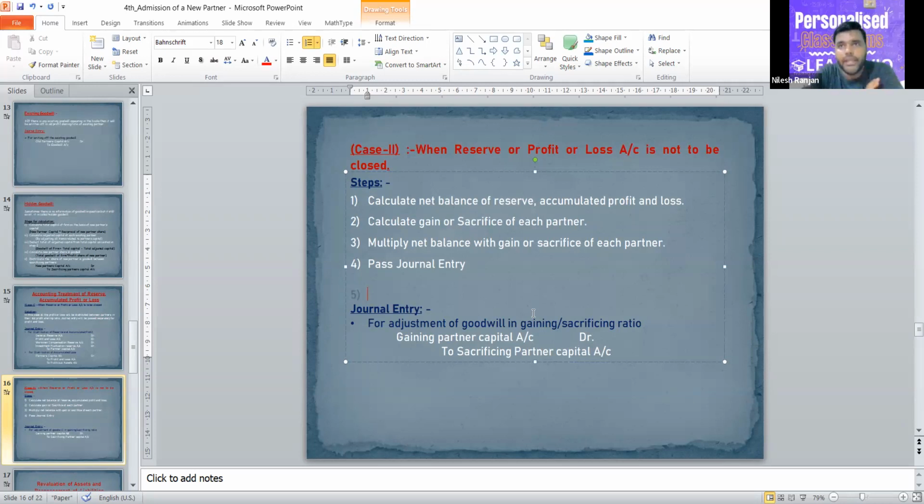Means if there are two or more profit or loss balances given in the question, then we have to calculate the net balance for that. Let's say there is 10,000 of reserve given in the question and there is 2,000 of miscellaneous expenditure given on the asset side of the balance sheet, or you can say the profit and loss balance is given on the asset side, 2,000. So what will be our net balance?